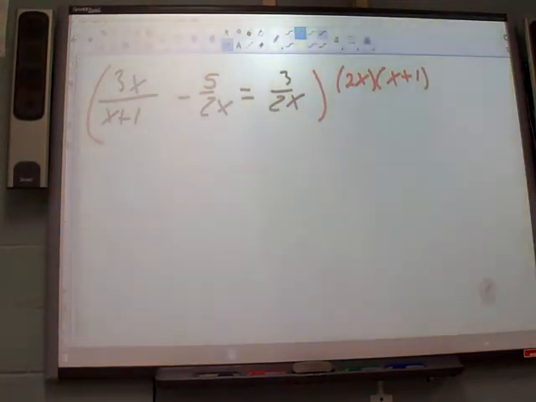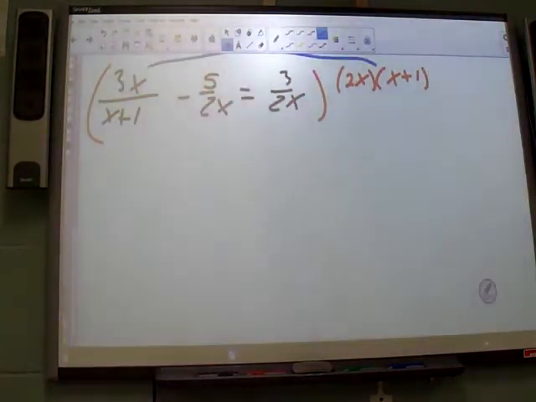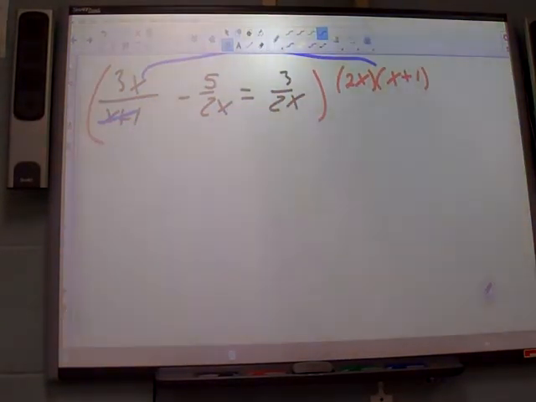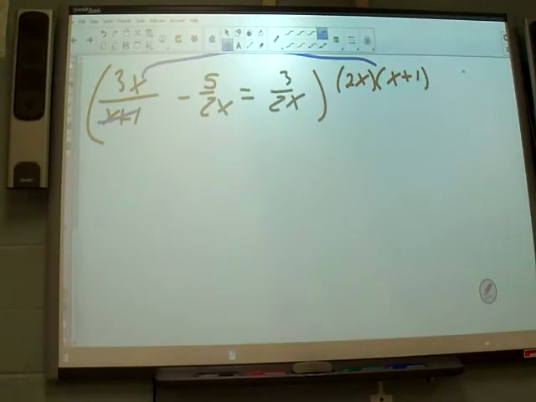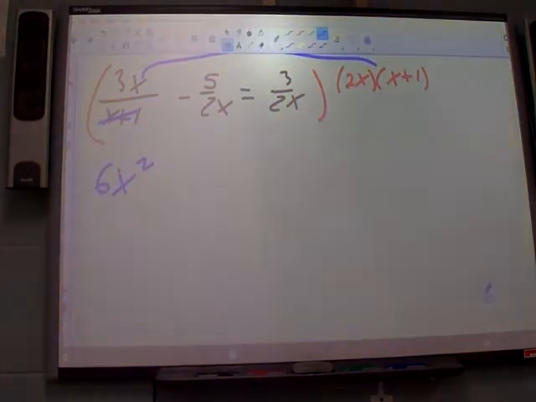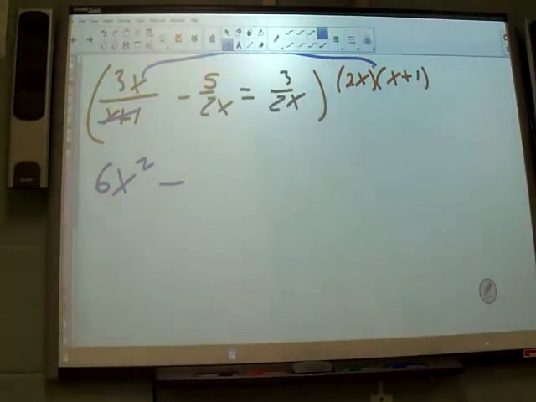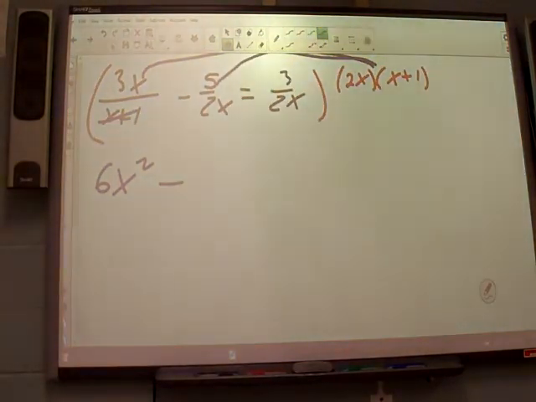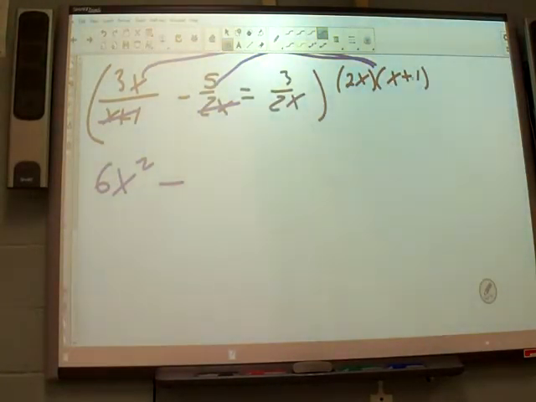So the way I say this, and this is not politically correct, but this is what I always do: we're going to take this piece, and we're going to bomb this piece. So it's got an x plus 1, and there's an x plus 1, so those cancel out. But the 2x times the 3x is 6x squared. X times x. And then minus, now we've got to bomb this piece. So the 2x's cancel out, so I've got 5 times x plus 1.